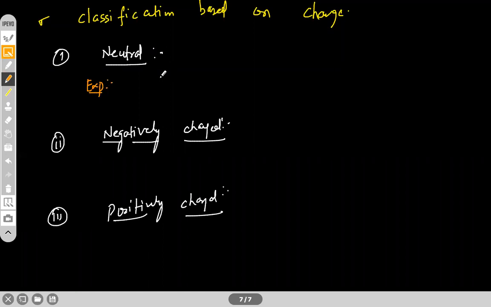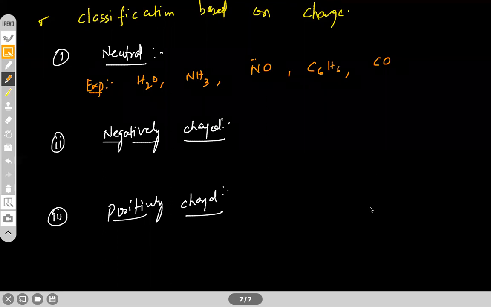Example. Neutral ligands, we have many examples. We have H2O, there's no charge. NH3, we have a lone pair on nitrogen, no charge. We have NO, nitrosyl group, no charge. Benzene we can take, pi electron cloud, no charge. And we have carbon monoxide also, no charge. All these are neutral. You can also write ethylene diamine. That is also a neutral ligand. We'll discuss those examples also.